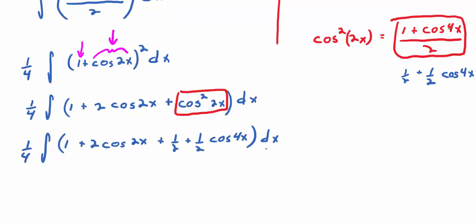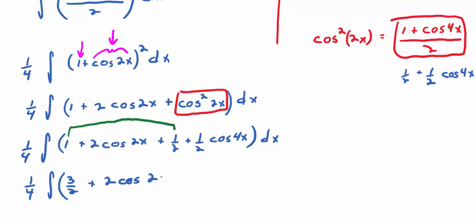OK, everybody see what I did there? All right. We do have like terms, don't we? 1 and 1/2. Let's get those two lovebirds together. It's 1 1/2, but how do we want to write it? 3/2. So we have 3/2 plus 2 cosine 2x plus the 1/2 cosine 4x dx. Did I forget anything? Everything looks good. Okay, we're ready to integrate, believe it or not.